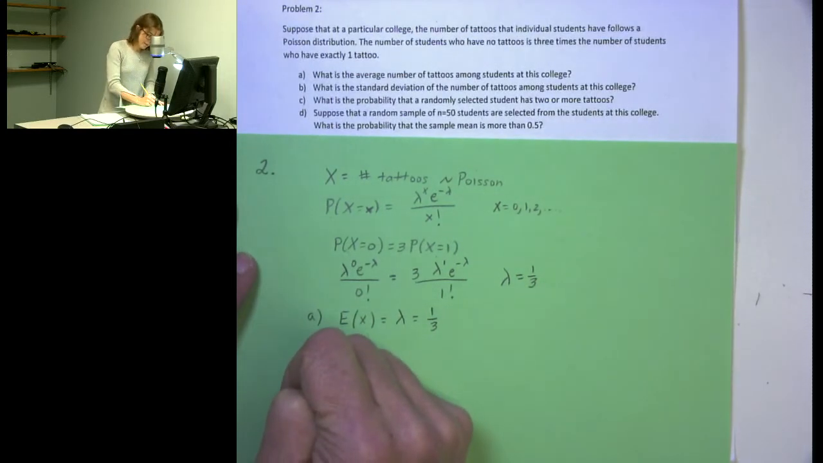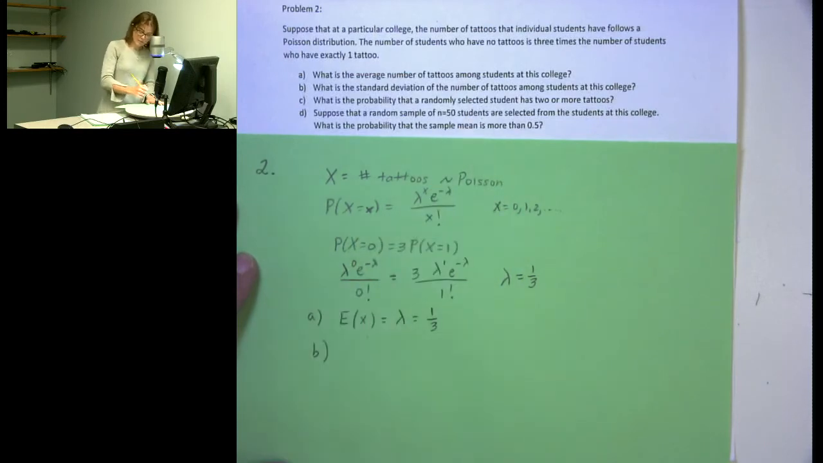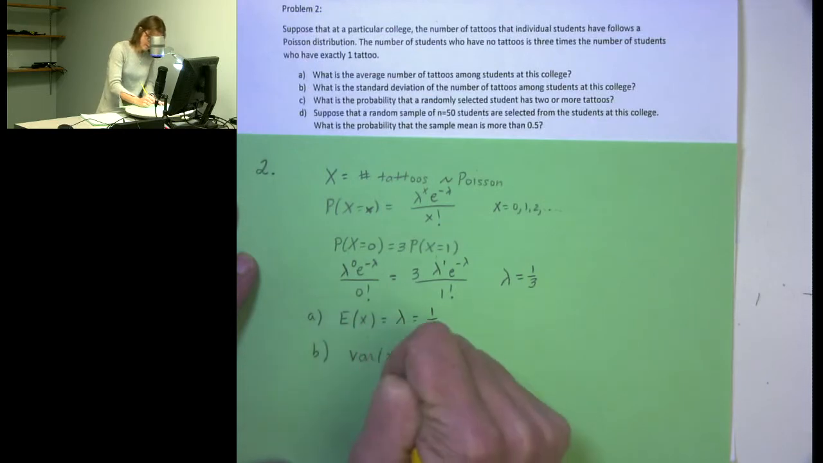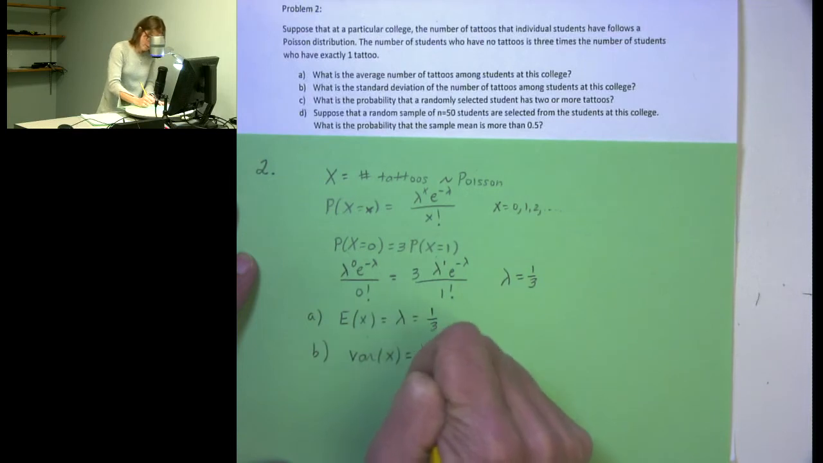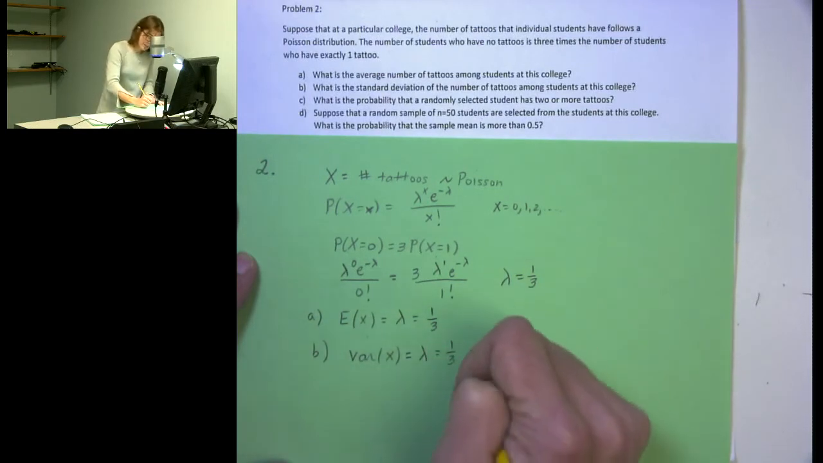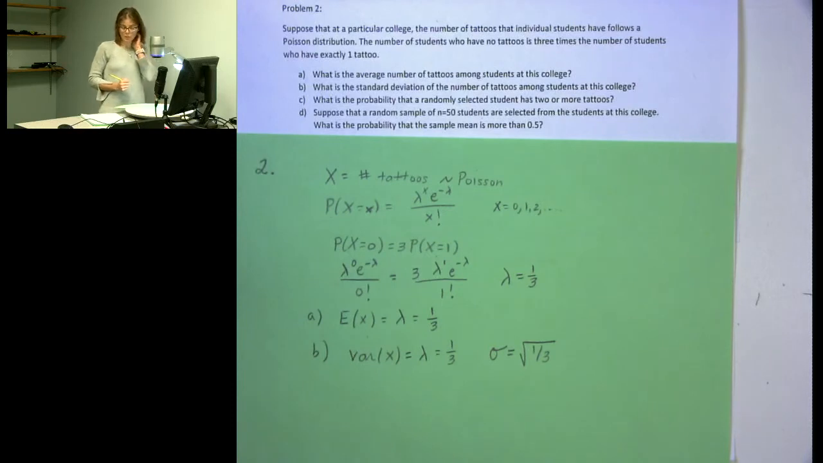Now for part B, we want to know the standard deviation for the number of tattoos. And if you recall, the variance of a Poisson random variable is equal to lambda, so the variance is 1/3, which means that the standard deviation, sigma, is equal to the square root of 1/3. So there's the first 2 parts.